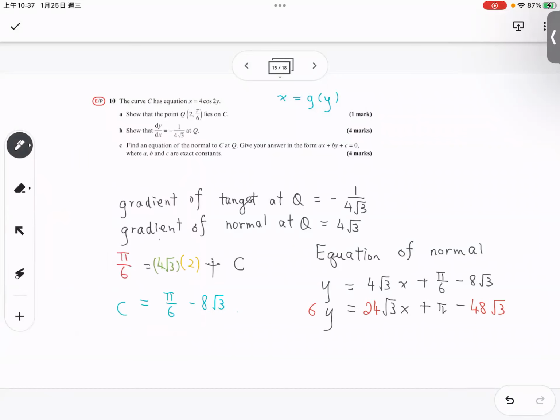So we get the answer is 24 square root 3x minus 6y plus pi minus 40 square root 3 equal to 0. So this is the form of ax plus by plus c, where, I'm sorry, I did not write the x here. A is 24 square root 3, b is negative 6, and c is pi minus 40 square root 3. So you will get the answer of question 10.